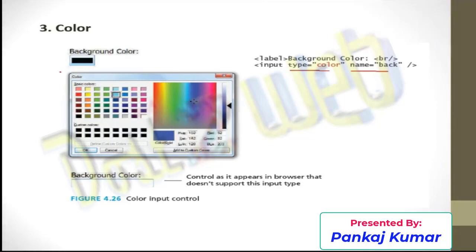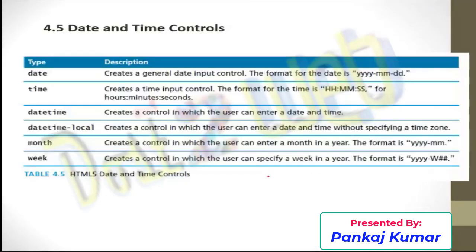So the query string will be submitted like this for the particular background color. The moment you hit the submit button, as I said, the color input control works like this.